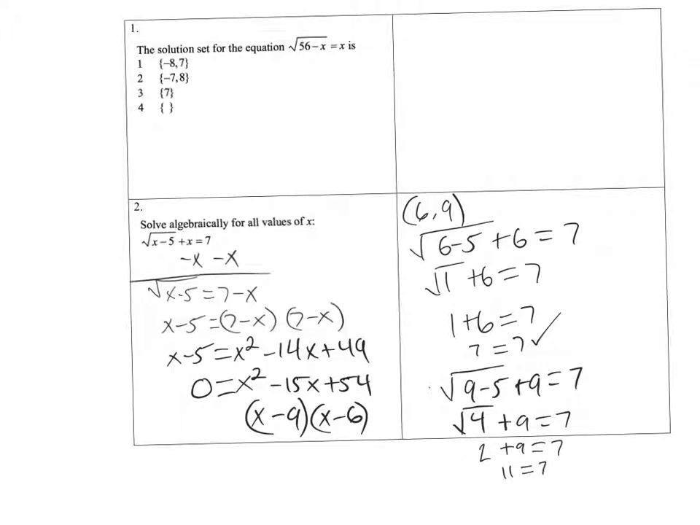So 9 is extraneous, meaning it does not equal 7. So now the answer to this problem is 6, because again, 9 is extraneous and does not equal 7.